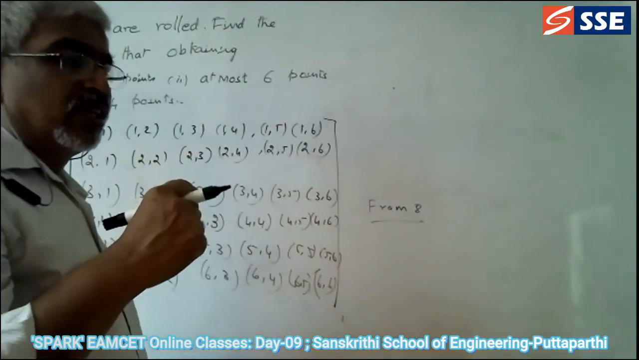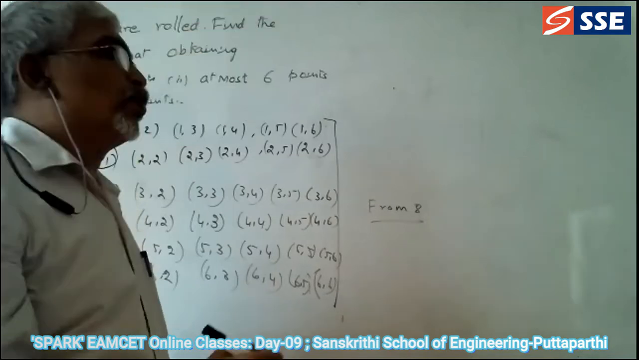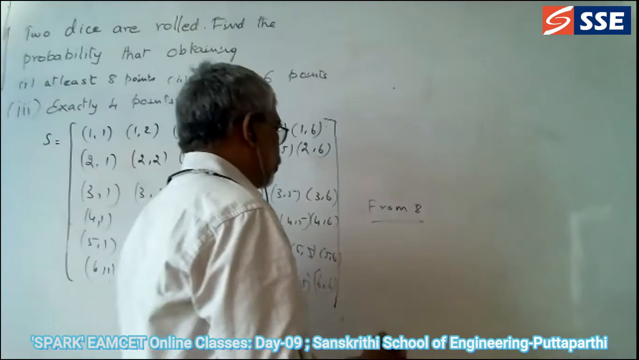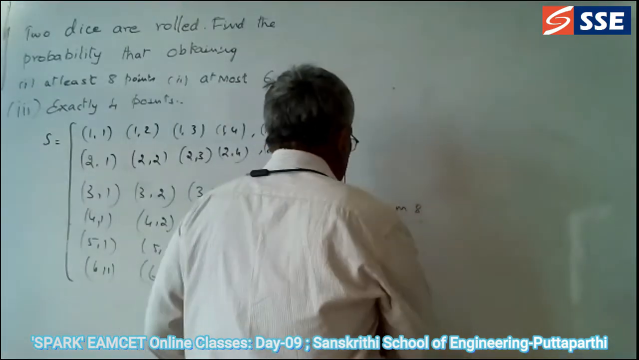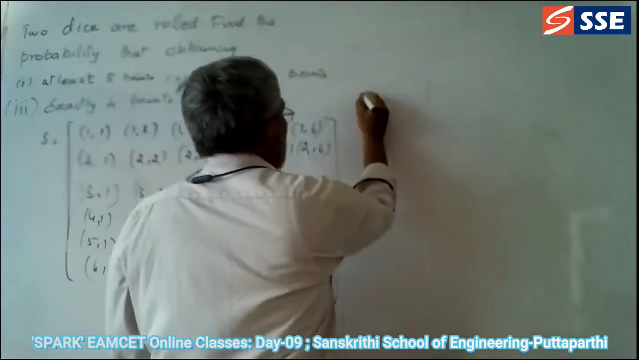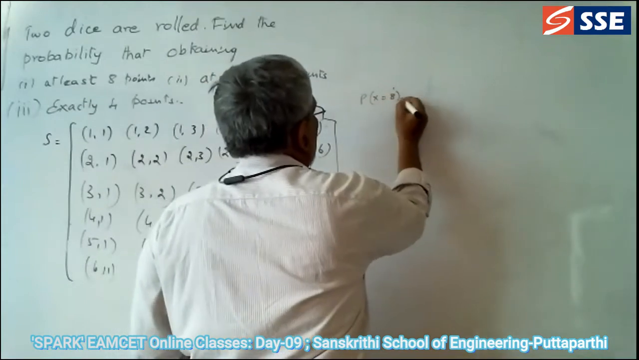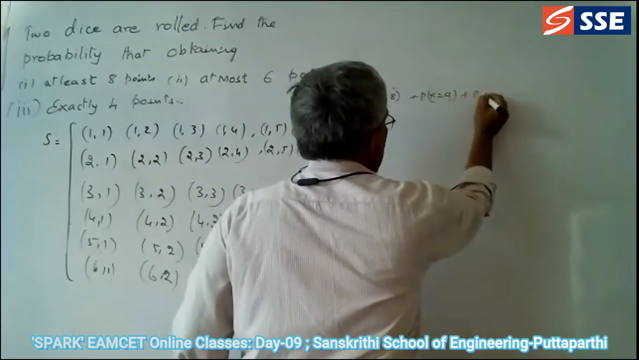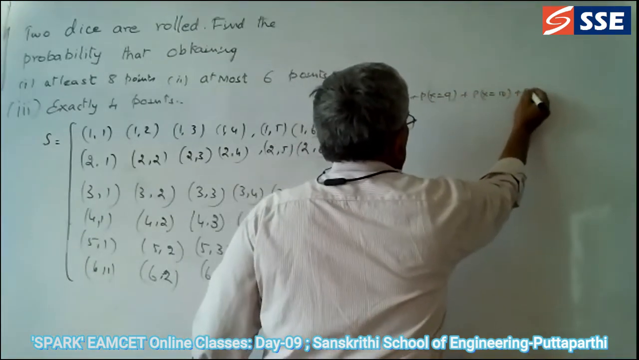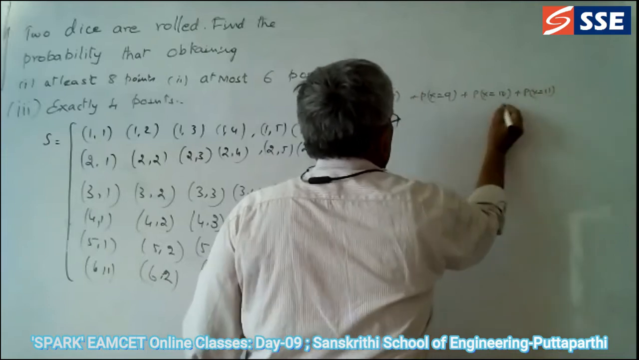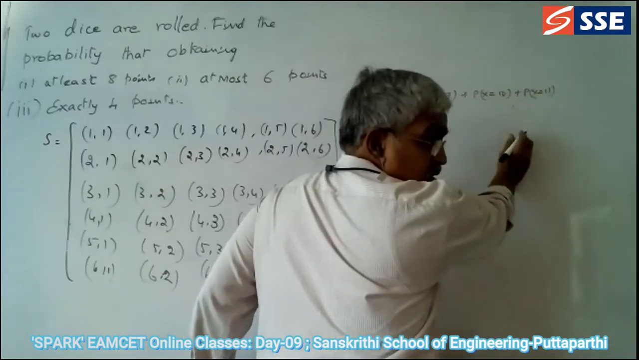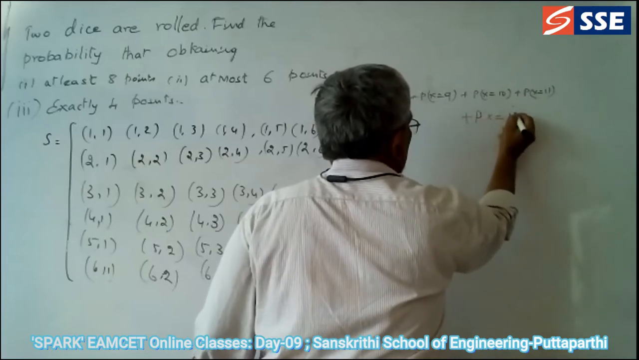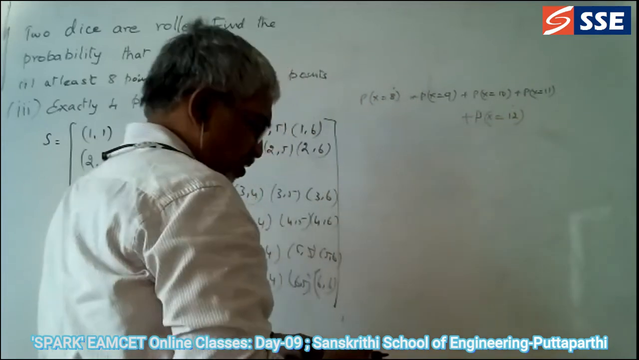At most 6 points means up to 6 points. And exactly means exactly the same value, we have to put. From 8, what things do we have to find? P of x equals 8 plus P of x equals 9 plus P of x equals 10 plus P of x equals 11 plus P of x equals 12. So these are the things we must see.